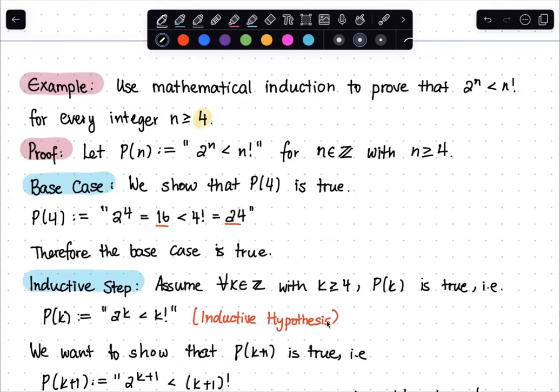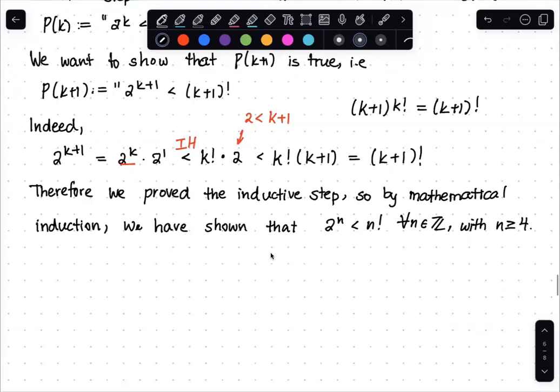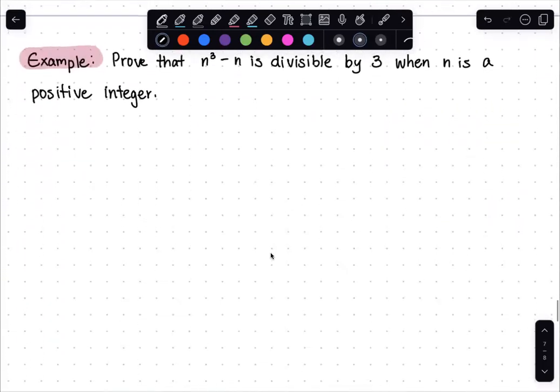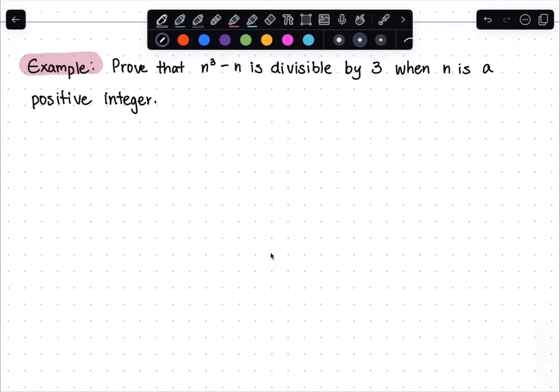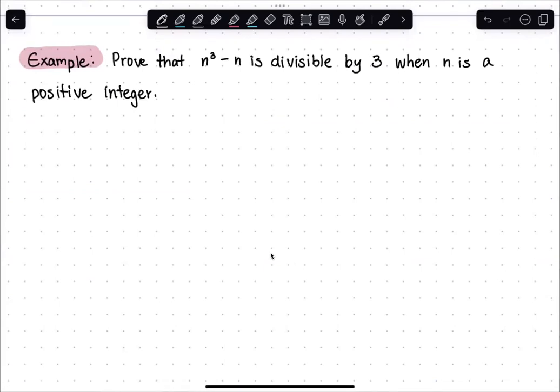Okay, so now let's have a look at one more example, but this time we want to have a look at something that involves divisibility. So now we want to prove that n cubed minus n is divisible by 3 when n is a positive integer. So this is going to be using mathematical induction again. So let's have a look. Okay. So proof.